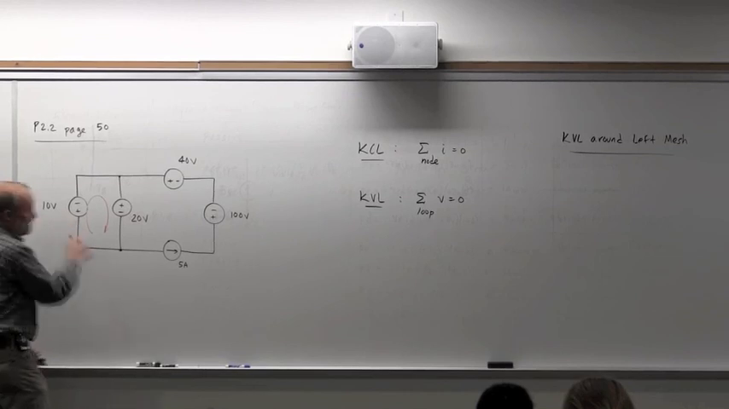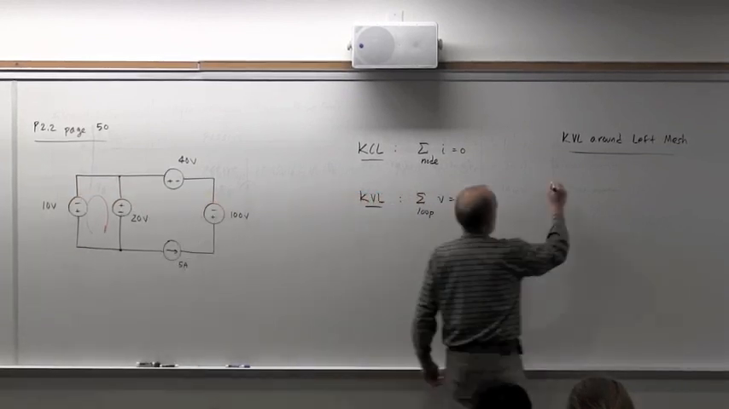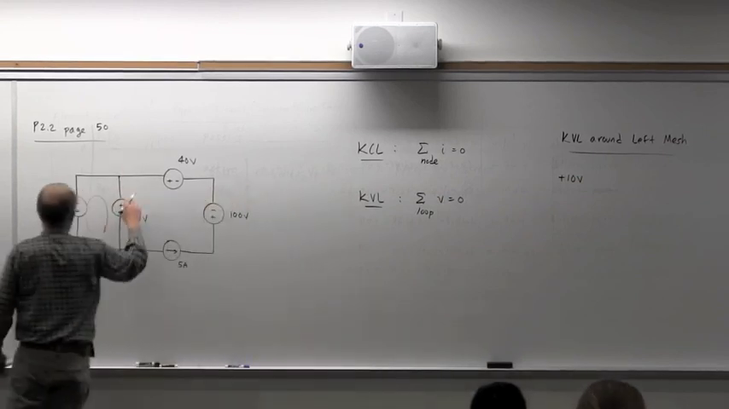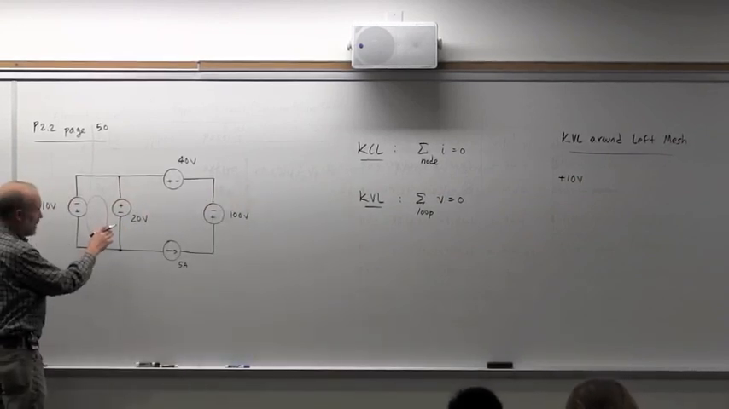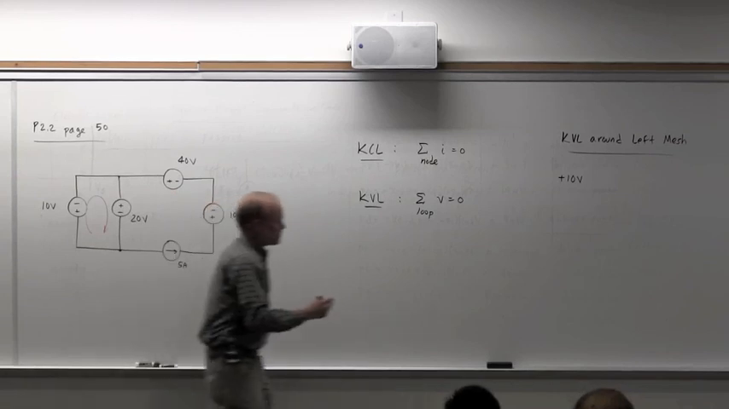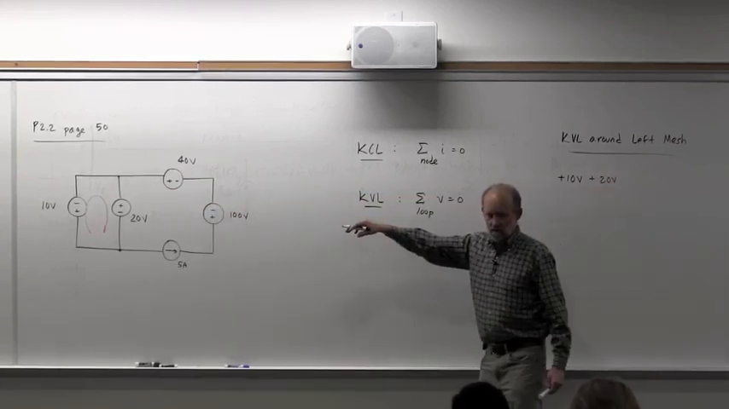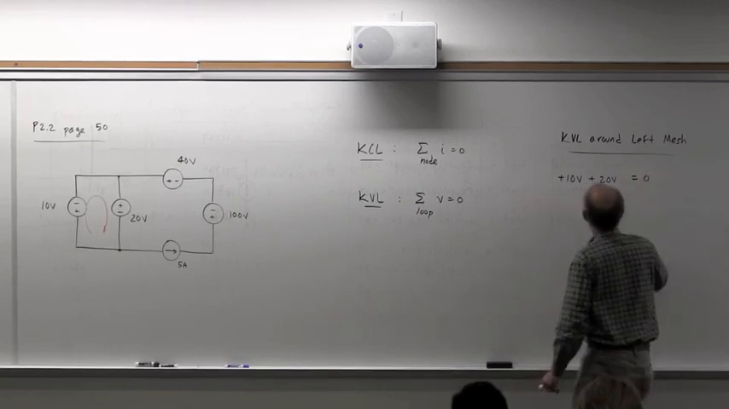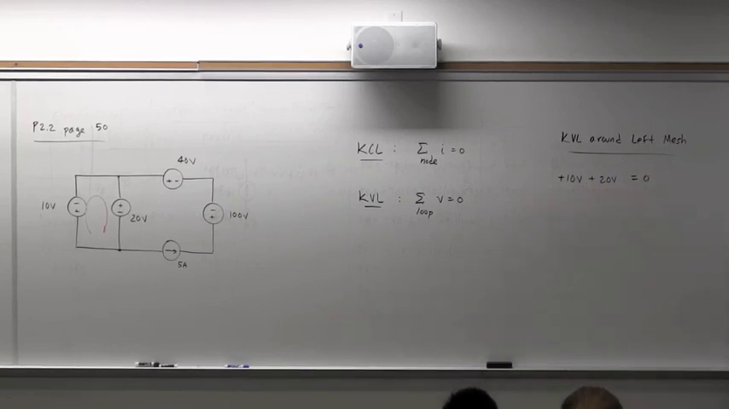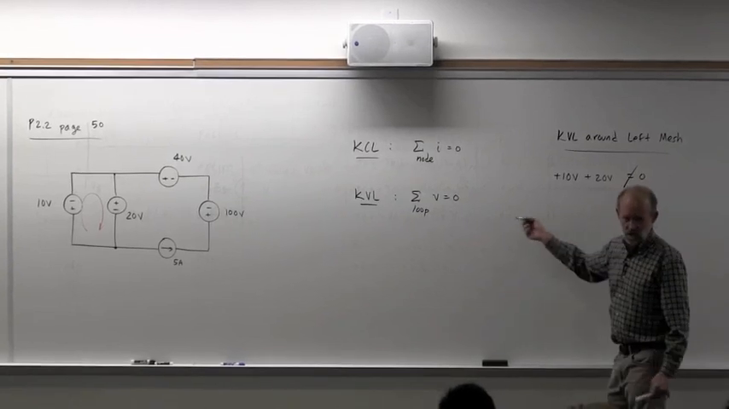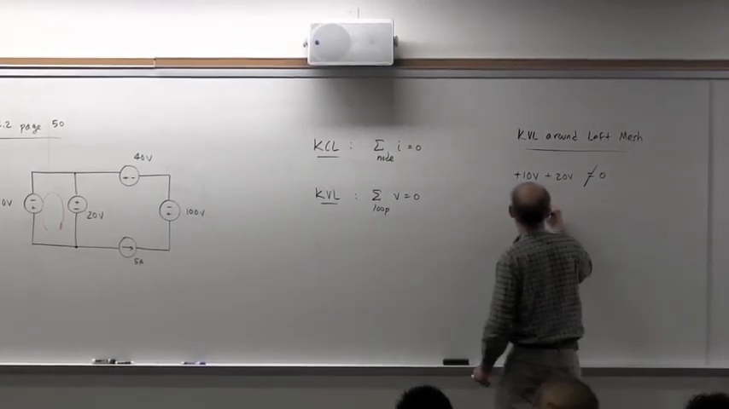So I have plus 10. Continuing on that same basis, plus 20. Notice I'm back where I started. So KVL says the algebraic sum of voltages around any closed path must equal 0. Well, obviously, that's not the case, so this interconnection is invalid.